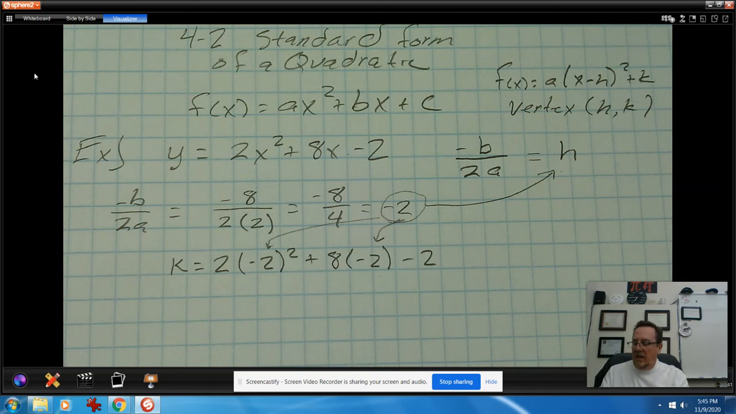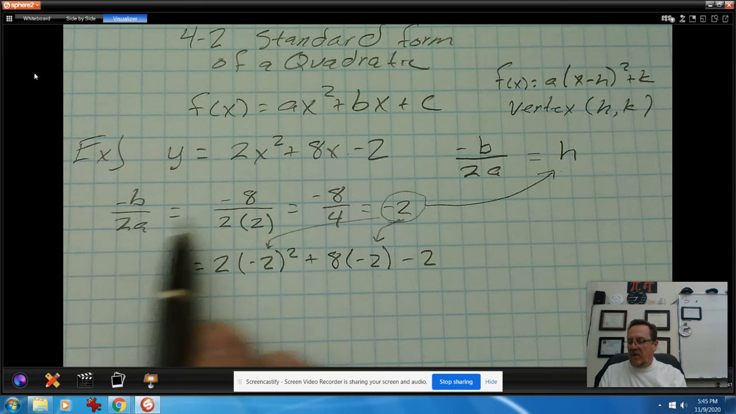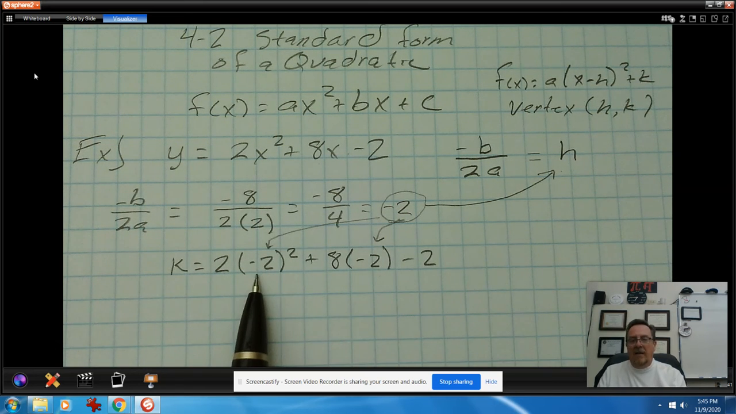Okay? Why am I doing that? Because I'm looking for k. I get my k by plugging this value in for my x. All right? For plugging, I just take my negative b over 2a and I plug it in where my x's are, and that'll give me my k.